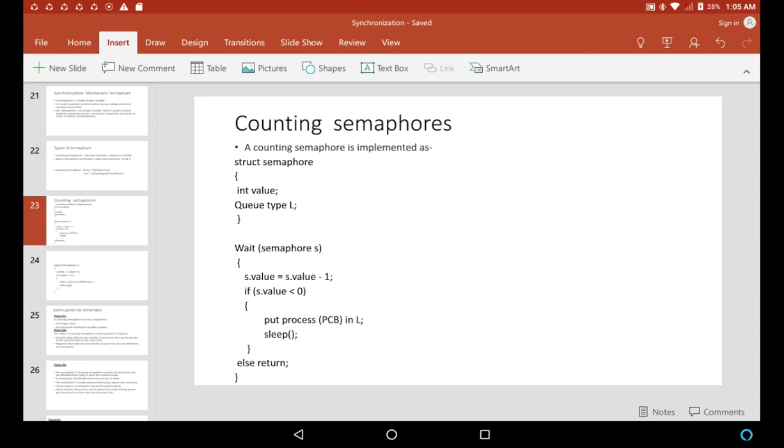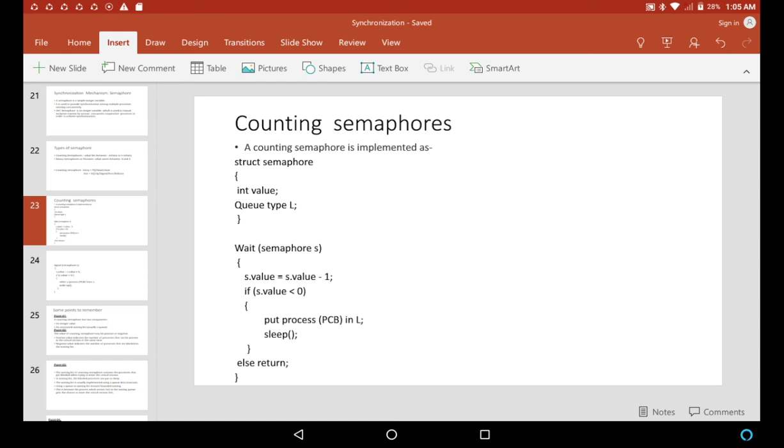And the first line given here is S value is equal to S value minus 1. So what will be the new value of S after entering the P1 process? Initially it was 3. That's why the new value will be 2.